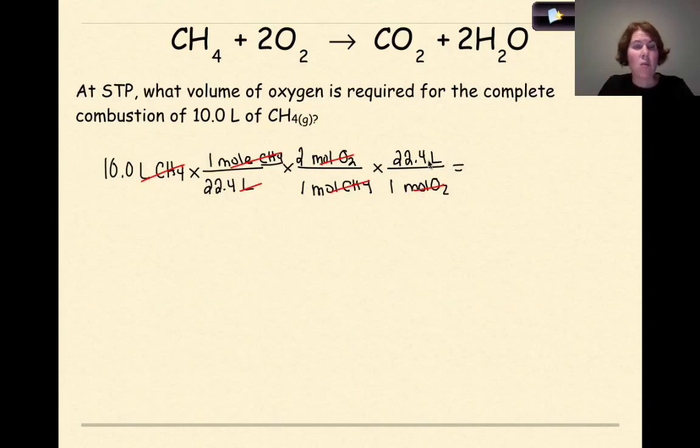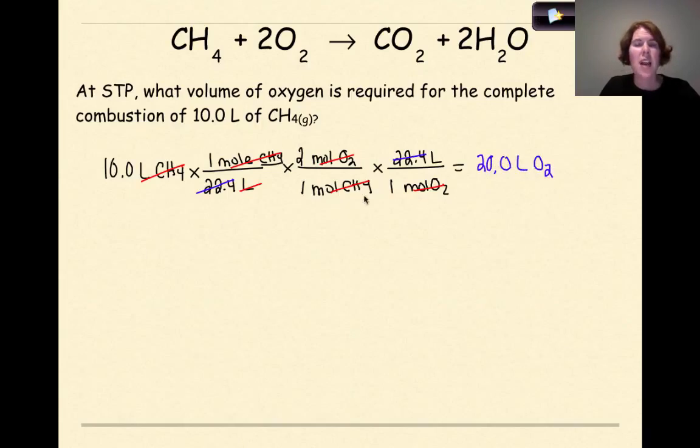And then if I wanted to get real fancy, I'd realize that the bottom unit here is 22.4 and this is 22.4. So those cancel out. So in a perfect world, all this work comes down to 10 times 2, which is 20. So the answer here is 20, 3 significant figures, of course, 20 liters of O2.